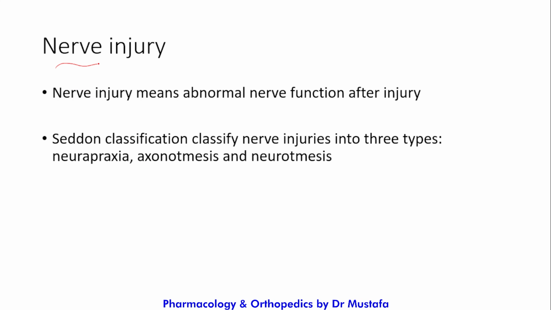Now for the nerve injury. Nerve injury means abnormal nerve function after injury. The Seddon classification classifies nerve injuries into 3 types: the neuropraxia, the axonotmesis, and the neurotmesis. And we will explain them in the next slides.